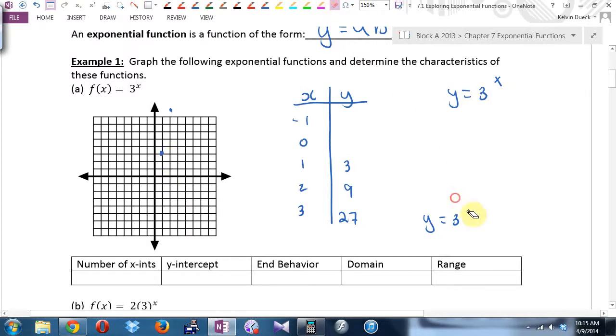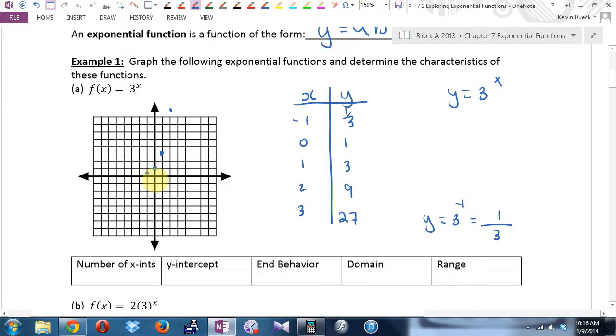What about when x is 0? Anything to the 0 is 1. It's going to go through 0, 1. What about when x is negative 1? Ooh, I have a negative exponent. Put it on the elevator. That's the same as what? Where will this 3 to the negative 1 move? To the bottom and become positive. So negative 1 is going to be 1/3 high. I'll eyeball it. When x is negative 1, we're kind of like that.